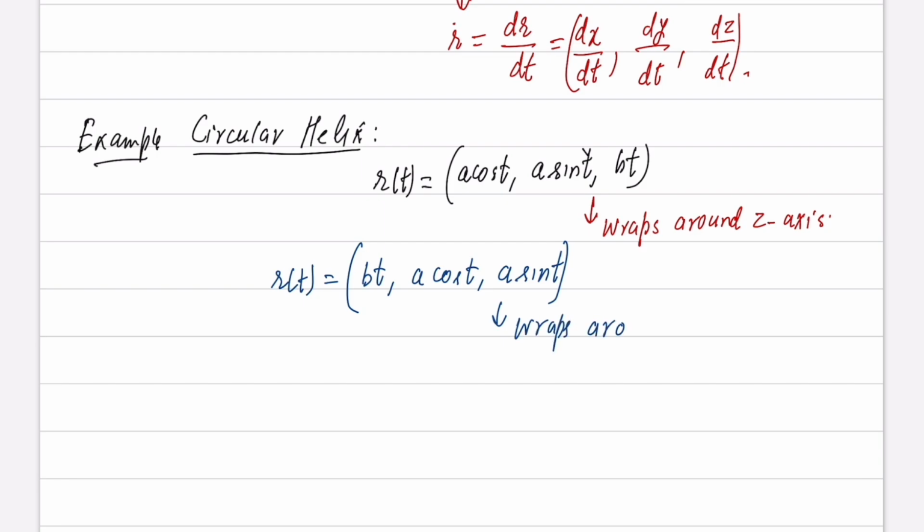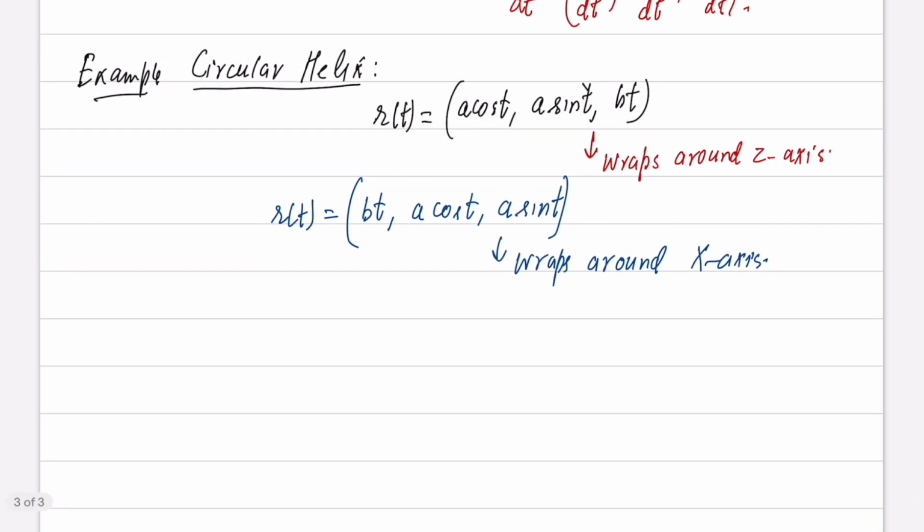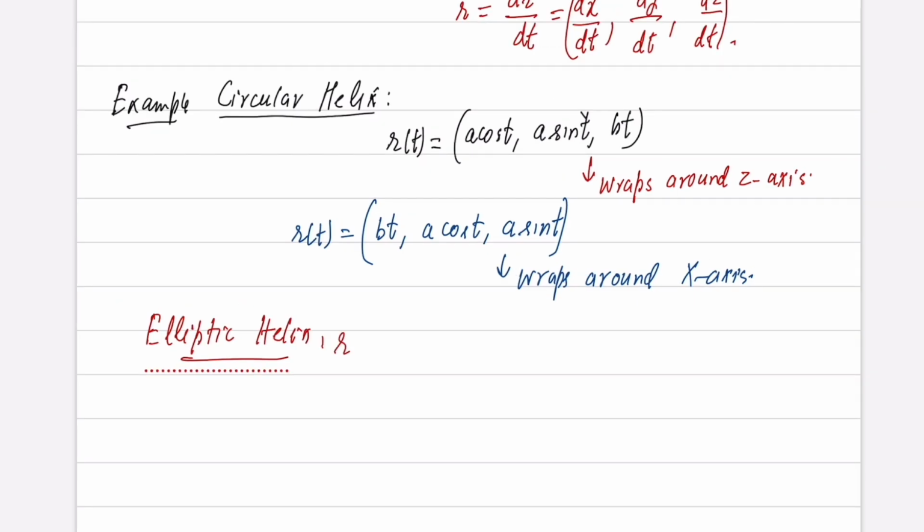So this kind of a helix wraps around the x-axis. Now we can similarly understand how to write down the parametric equation of a helix which wraps around the y-axis. This is the parametric representation of a circular helix. We can also have some other helices, like the elliptic helix. The elliptic helix will have its parametric representation as r of t equal to a cos t, b sin t, ct.